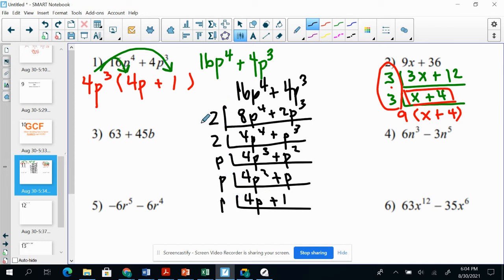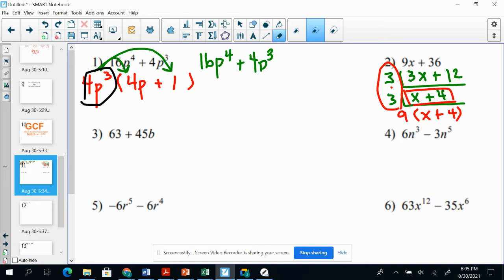Then you're going to work down your side. So 2 times 2 is 4 times p is 4p times p is 4p squared times p is 4p cubed, which we already knew here. But that's another way to break it down if your mind doesn't necessarily grab a GCF on its own very quickly. So it's just a backup option if you should choose to use it.